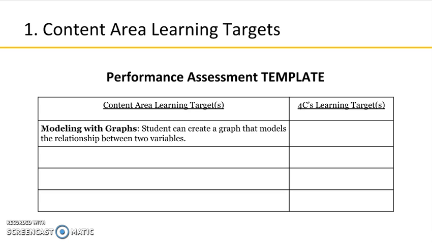Ultimately, as you consider those things, you'll reach the point where you'll be able to identify one or more content area learning targets. This is where on your template you could add in each of those. I'm going to keep alluding back to the example I gave in the high overview. In my case, I had one content area learning target: modeling with graphs. Students can create a graph that models the relationship between two variables. If I had additional math standards I wanted to assess in that same task, I would add them in the lines beneath that content area learning target.